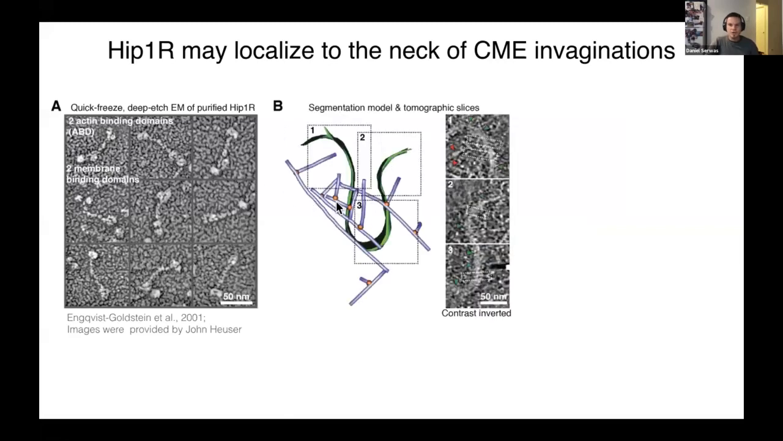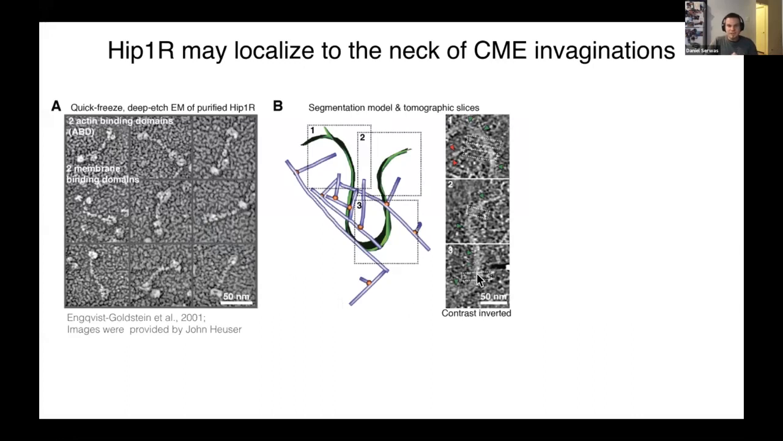Then we searched our tomograms to see whether we can identify densities that look similar to this. So we have 3 tomographic slices here that correspond to these boxes on the segmentation model here. And indeed, we could find molecules or densities that really look like these HIP1R molecules here that were from these old EM pictures.